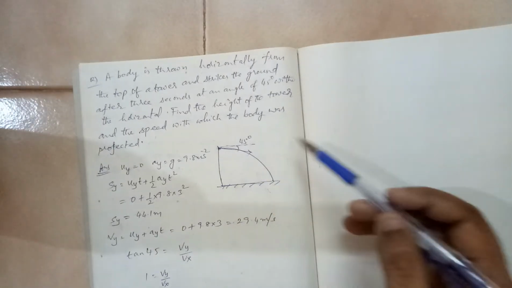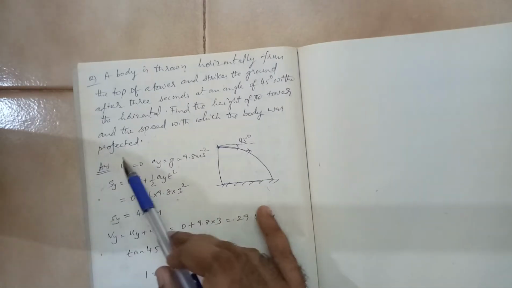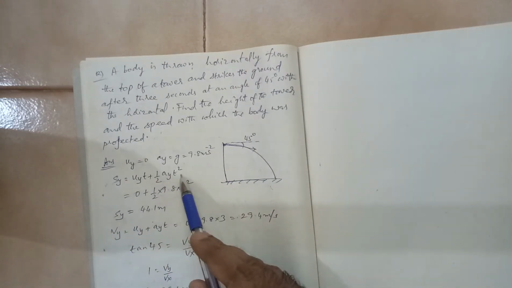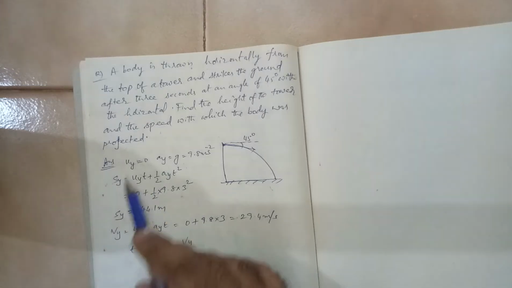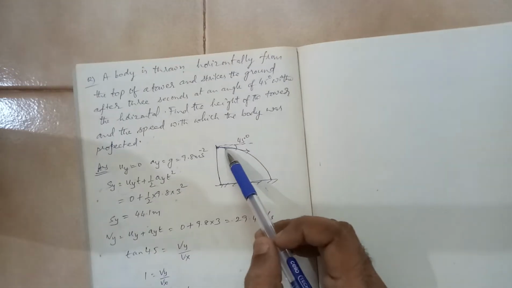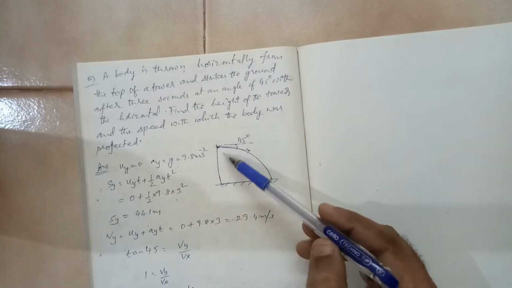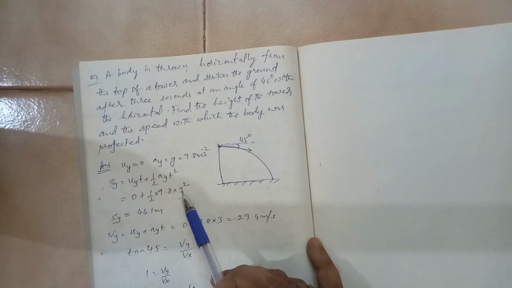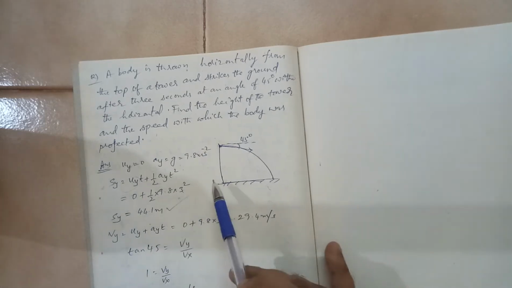We have to find the height. So you can apply this equation: Sy is equal to uy into t plus half ay into t square. The uy term is anyway 0, so this will become half into 9.8. It has been told that from the top of the tower to the bottom of the tower he is taking 3 seconds, so time is equal to 3 seconds. You get Sy is equal to 44.1 meters.